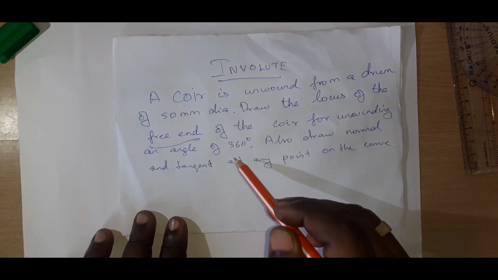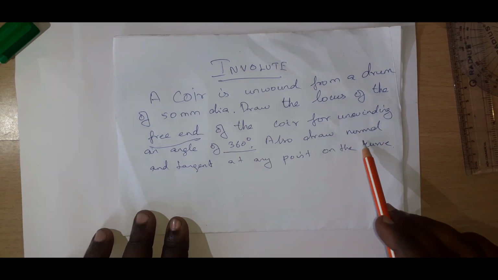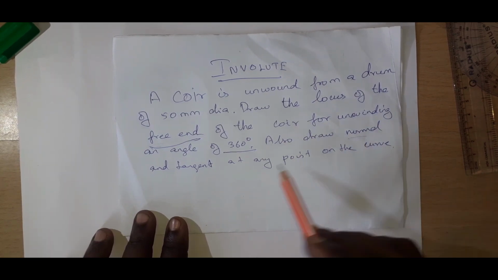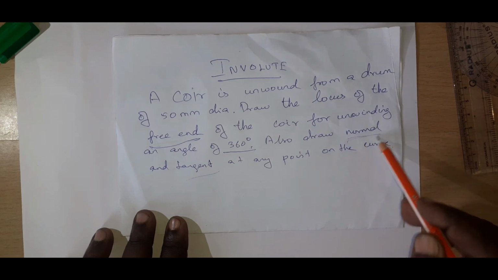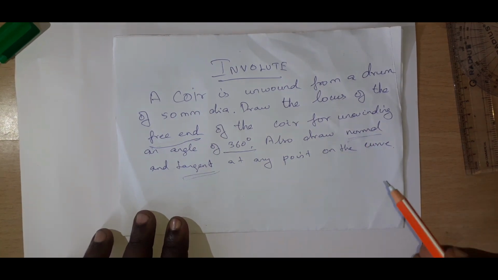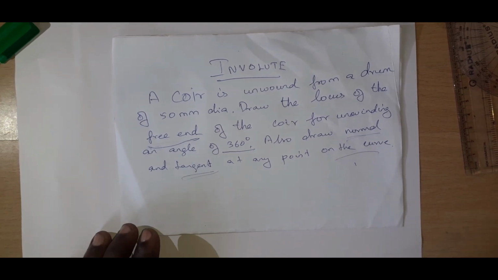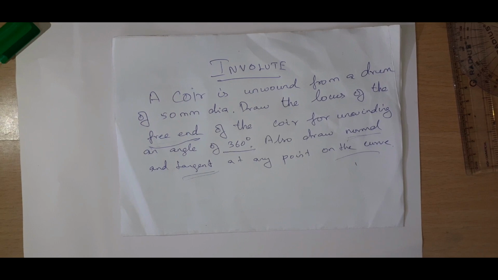360 degrees is nothing but one revolution. Also draw normal and tangent. Usually this will be in the question: draw the normal and tangent at any point on the curve. So this is the question. First of all, we need to understand what the thing is.